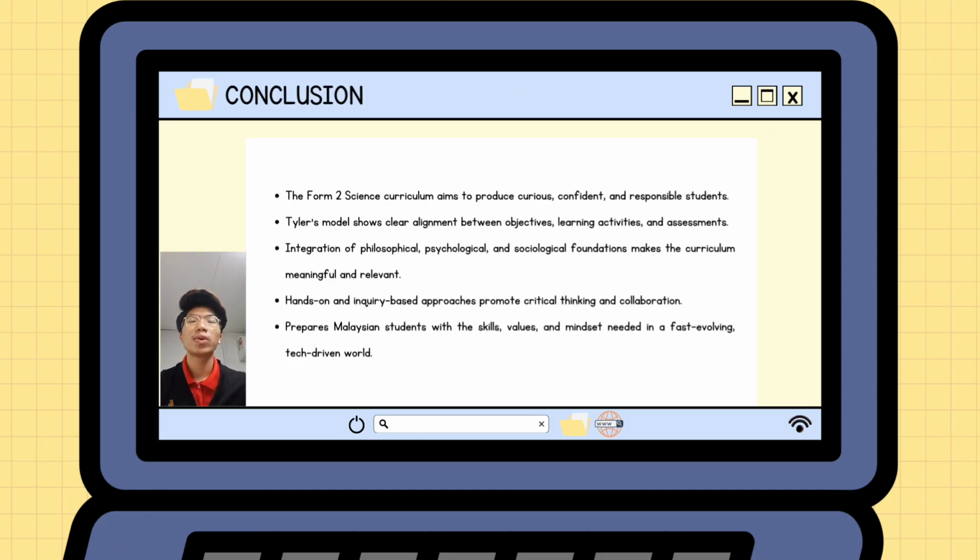To conclude our presentation, this science curriculum is more than just learning facts. It helps students become confident, curious, and responsible. The Tyler model shows that the curriculum has clear goals and good activities to support learning. It also uses important ideas from education, like thinking skills, teamwork, and real-life learning. In short, this curriculum gives students the knowledge, skills, and values they need for today's modern world.